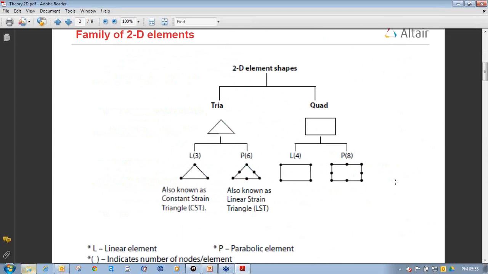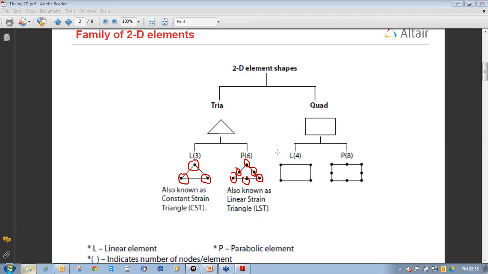Then we move towards the types of 2D elements available in HyperWorks. So we have two types of 2D elements. First is tria, second is quad. In tria we also have two different types, that is linear tria element, which has the interpolation functions or the nodes on the line intersection, and a parabolic tria which has nodal points at the midpoint also. So this is a 6-noded tria element.